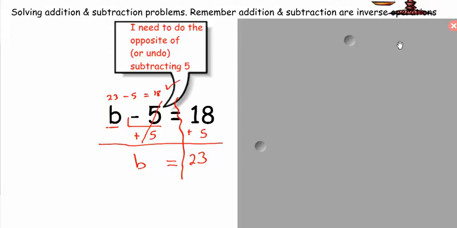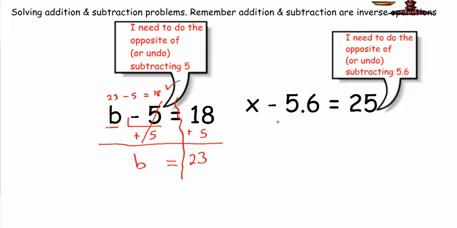All right, let's try another one. So x minus 5.6 would equal 25. Again, I want the variable by itself, so I have to get rid of this. So you have to ask yourself again, what is the opposite or the inverse operation of subtracting 5.6? The opposite would be to add 5.6 to both sides.